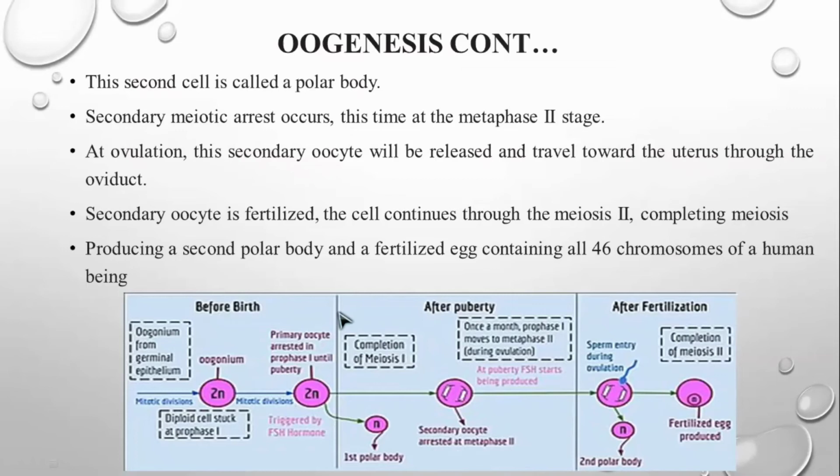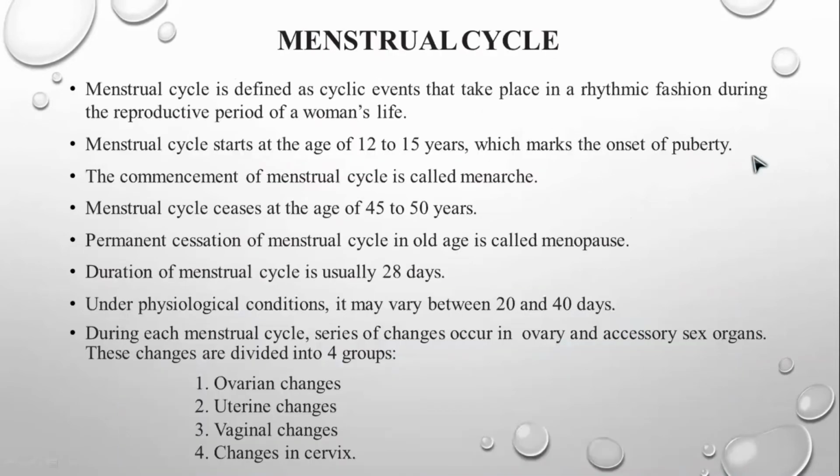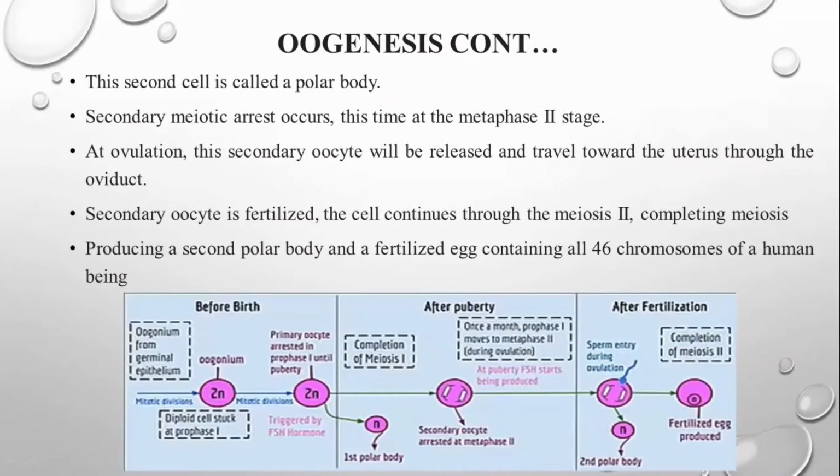The primary oocyte process occurs before birth. So in the fetus, this process takes place, at puberty, this process takes place, and after fertilization, this process takes place. This is called oogenesis, the production of your egg or the matured ovum.